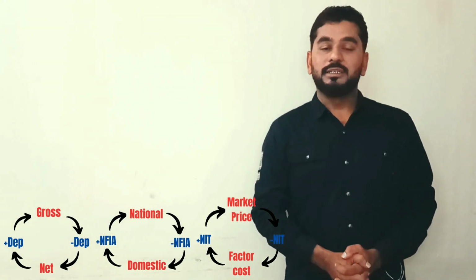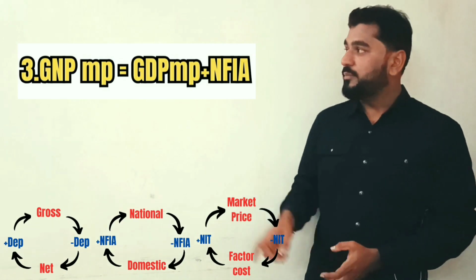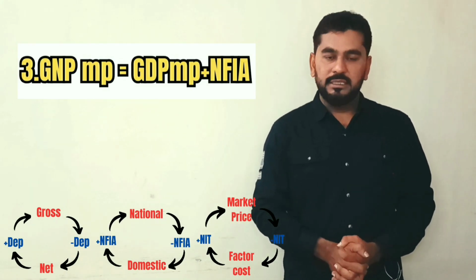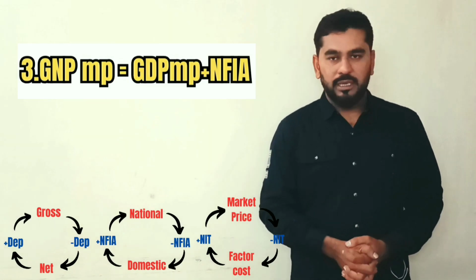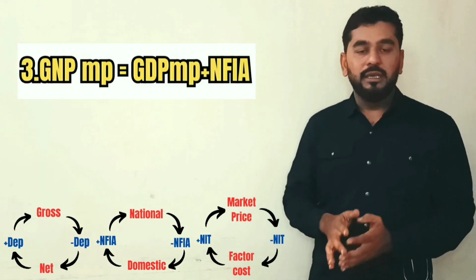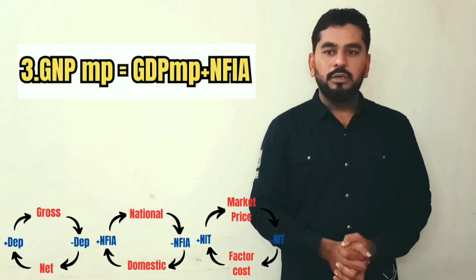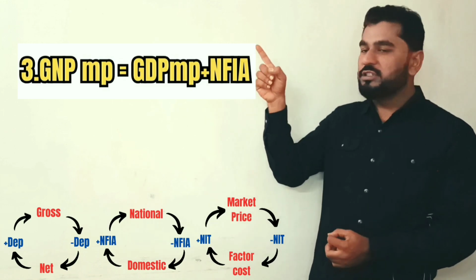Now let me tell you about the third aggregate of national income accounting, that is GNPMP. GNPMP, gross national product at market price. Even to derive this formula, first I will take into account GDPMP. So let us mention that GDPMP. Now with the help of these technical parameters, let us understand what to minus and what to add. To know about the GNPMP, first I have taken into account GDPMP.